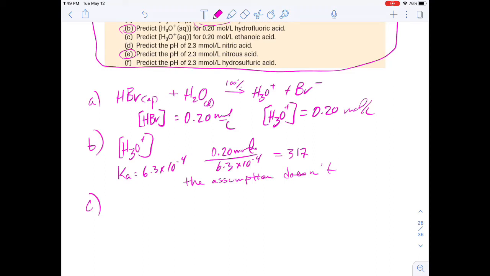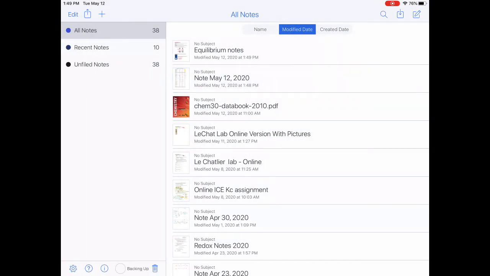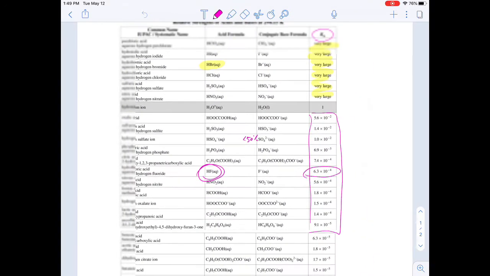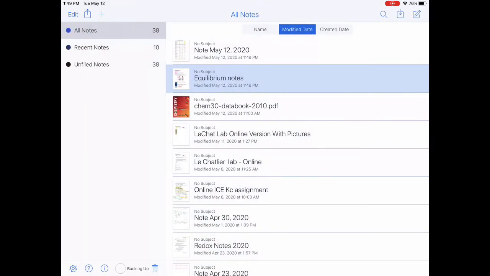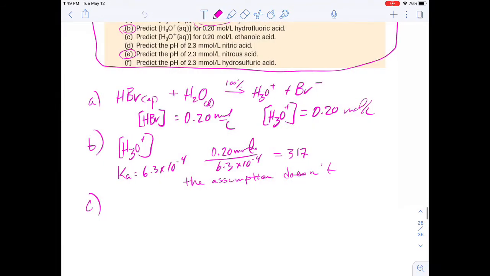So then for the next one, it's 0.20 mole of ethanoic acid. And so we need to know the Ka of ethanoic acid. Ethanoic acid is also known as acetic acid. So acetic acid is here, and it's 1.8 times 10 to the negative 5 is the Ka. So the concentration was 0.20 mole per liter. If I divide it by 1.8 times 10 to the negative 5, I'll be able to determine if the assumption's okay.